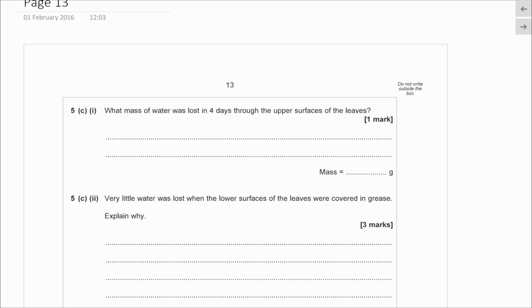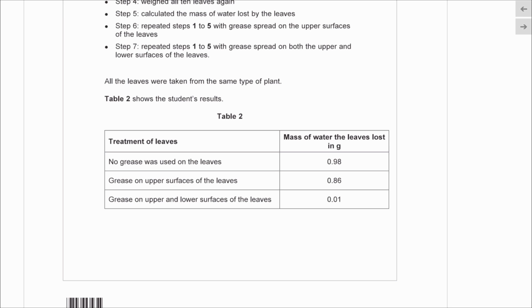What mass of water was lost in 4 days through the upper surface of the leaves? Now we just go back and we have a look at when there was no grease used on the leaves and when grease was used only on the upper surface of the leaves, because the only difference there is the upper surface, right? We're actually going to ignore this bottom one. So when no grease was used, we lost 0.98 grams, all right? But when grease was used on the upper surface, we lost 0.86. And so the difference between those must be the amount of water that was lost through the upper surface of the leaves. Because when we cover it up and we don't lose water from the upper surface, then that means that the water loss was from the lower surface.